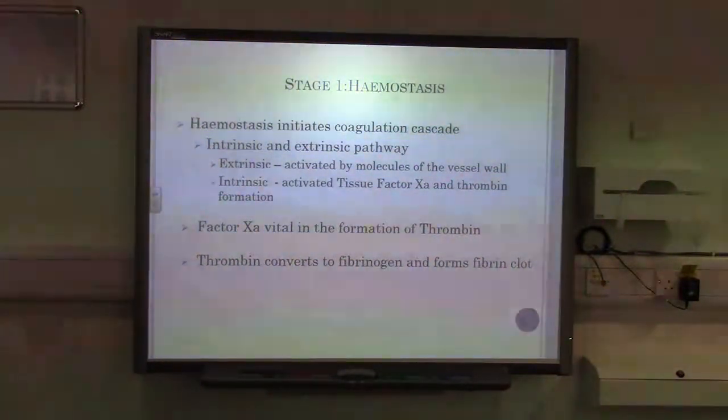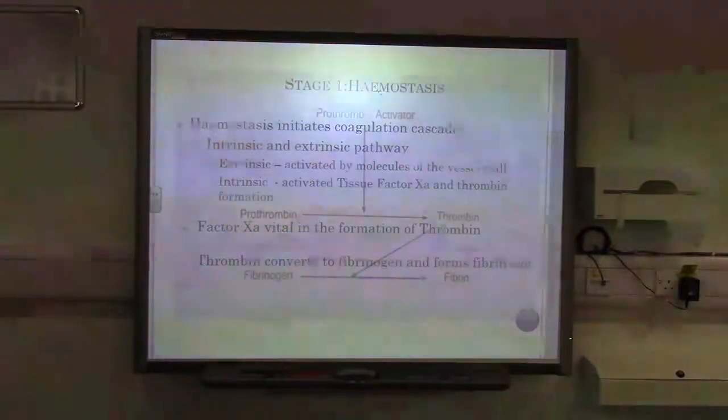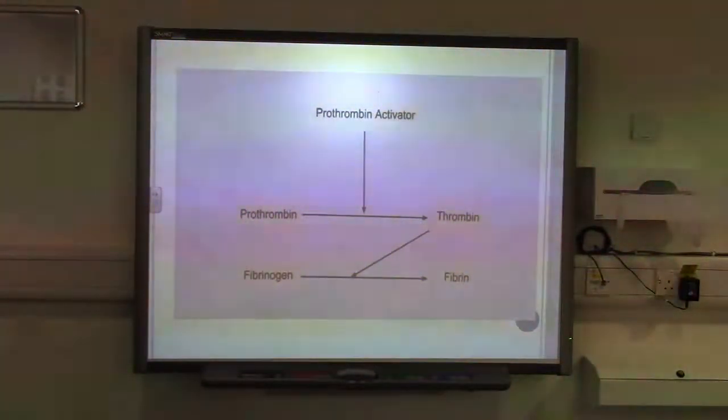To put this into a diagram, quite simply, you can see the prothrombin activator, which is factor 10A. It converts prothrombin to thrombin, which then activates fibrinogen to become fibrin, and that fibrin, as we've discussed, forms that mesh at the wound site. The fibrin strengthens the platelet plug at the wound site.